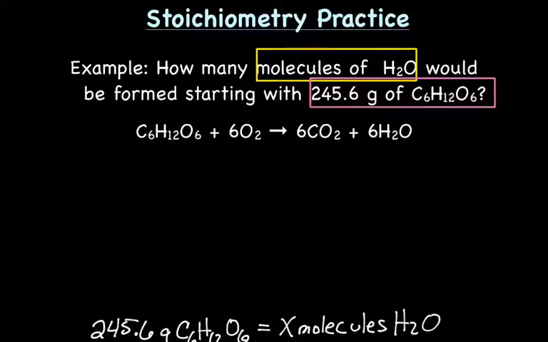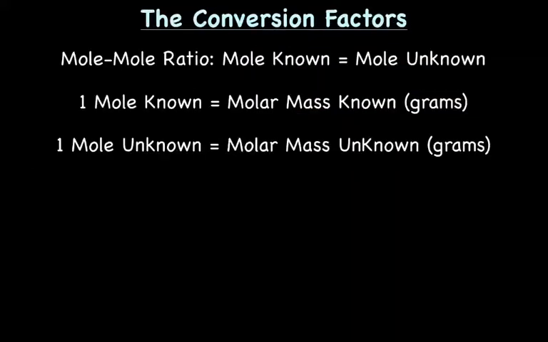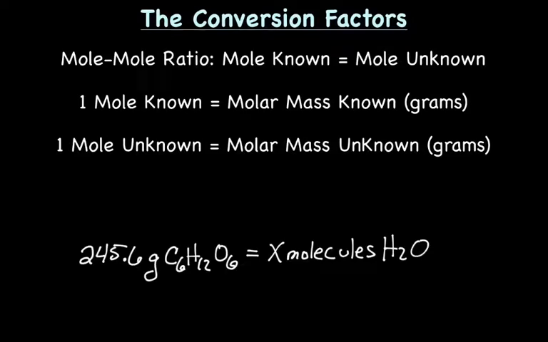So we always start with writing our known, which is 245.6 grams of C6H12O6 over 1. Okay, so again, we're going from grams of one molecule to molecules of another type of molecules. So let's go back to our list of conversions and see if we can come up with a plan. All right, let's put our question here so we can see it.